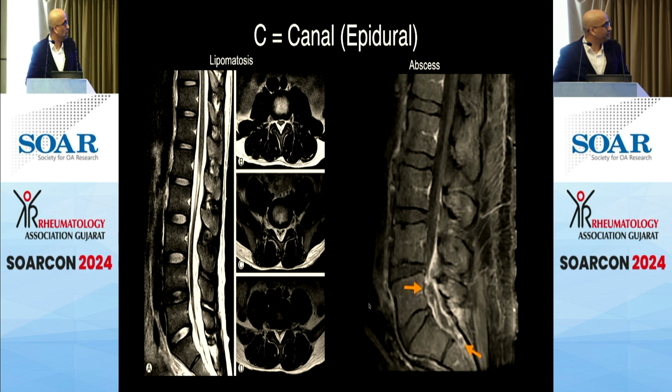So again in the canal there is the epidural space. Here there is a lot of fat in the epidural space. You can see all the bright signals around the thecal sac. It is compressed. So this is epidural lipomatosis. There is an epidural abscess here compressing the thecal sac. This is post contrast, so it is enhancing in the periphery.